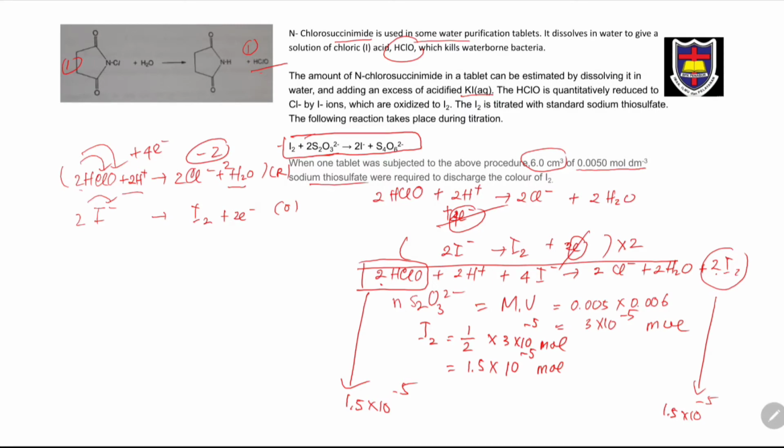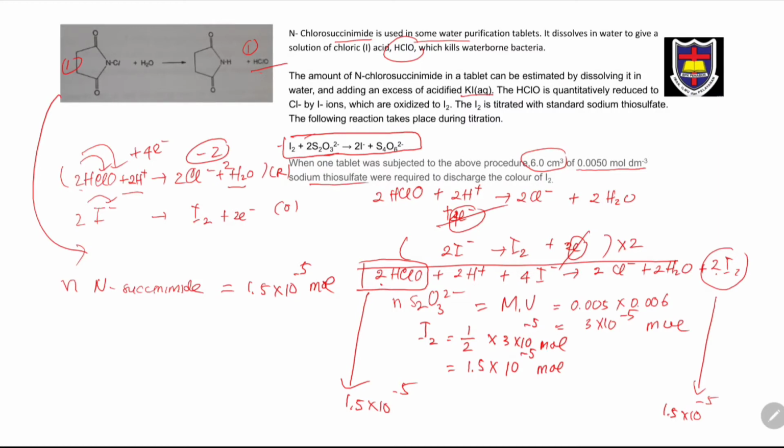Then from this equation, the ratio of HClO to N-chlorosuccinimide is 1 to 1. So N-chlorosuccinimide is the same. The n is 1.5 times 10 to the power of minus 5 mole. Then we find out the Mr.